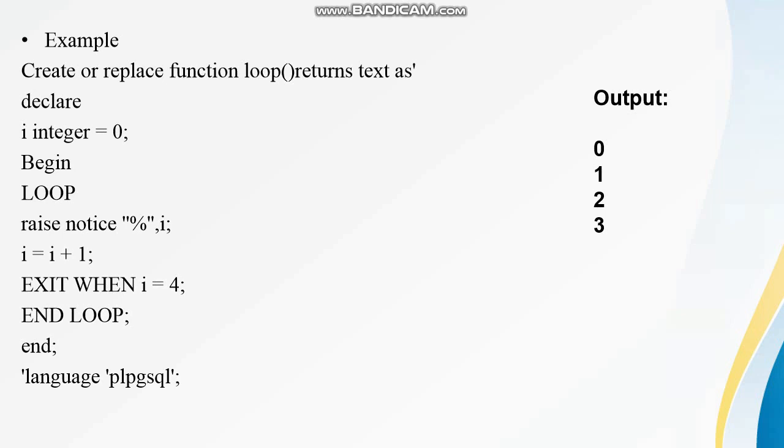Let's see the execution of this. I hope you have understood at least how we write the basic loop. A basic loop starts with the keyword LOOP and ends with the END LOOP keyword. There is an EXIT statement to terminate the loop. This is what you have to remember.